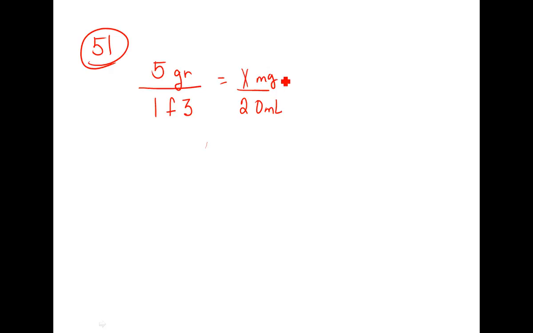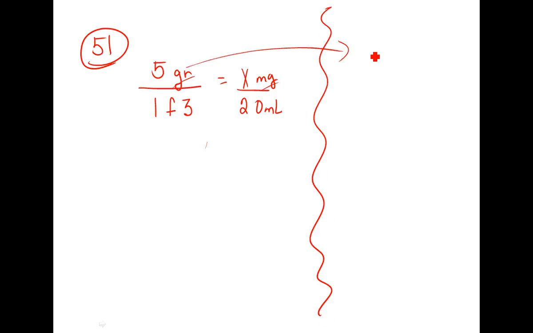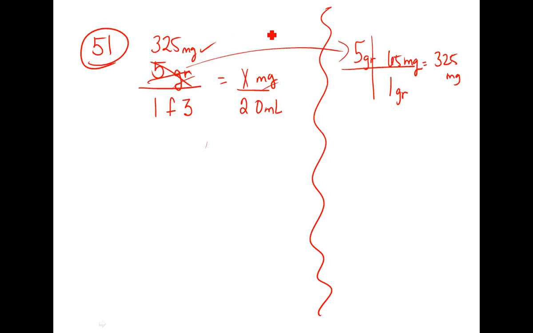So what you want to do is convert this side to match this side. Instead of using grains, you're going to use milligrams. We'll do the conversions over on the side. So 5 grains, you want milligrams, but when you look in your chart, you know 1 grain is equal to 65 milligrams. So 5 times 65 would be 325 milligrams. So now we have milligrams.